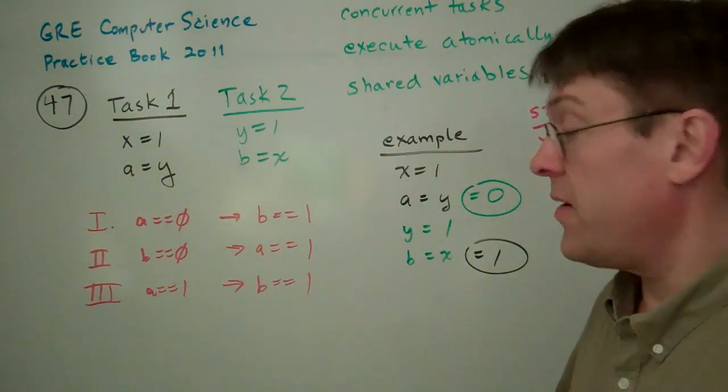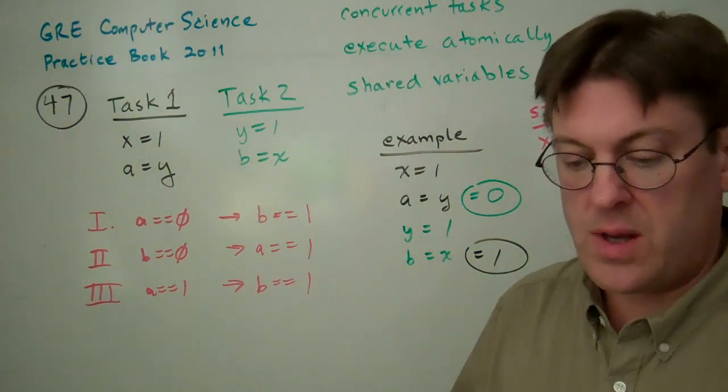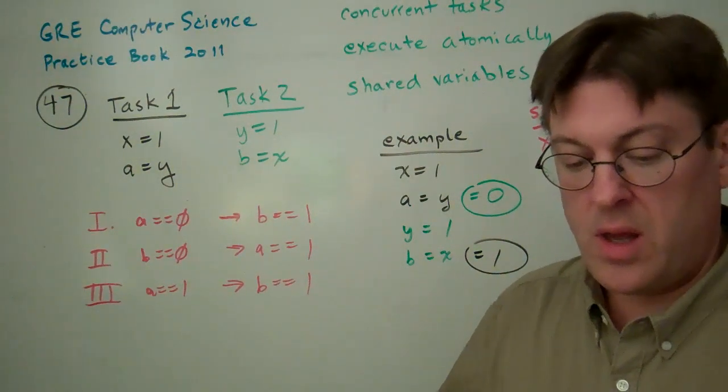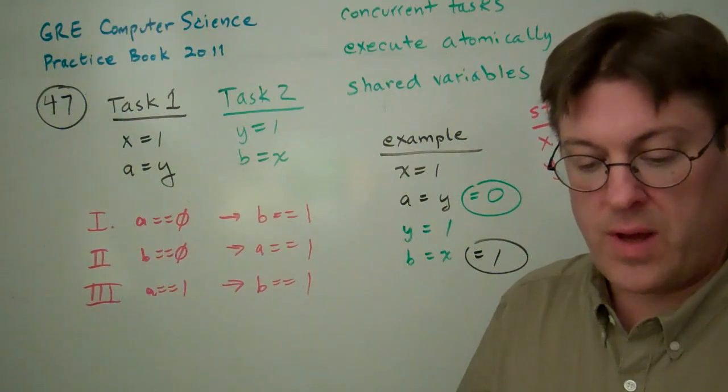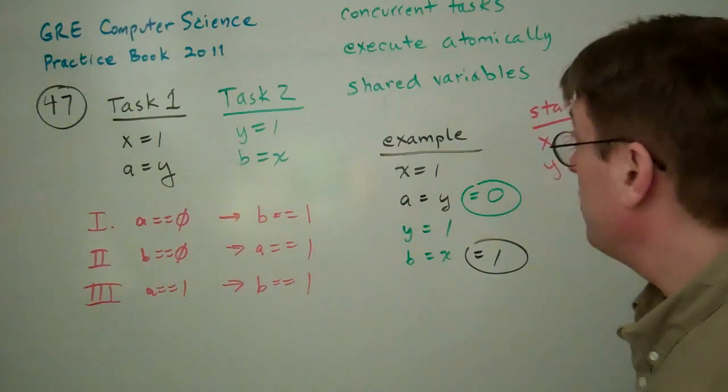Question 47. Consider the following concurrent tasks in which each assignment statement executes atomically. Initially, the shared variables x and y are set to 0. Let's make sure we understand terms first.